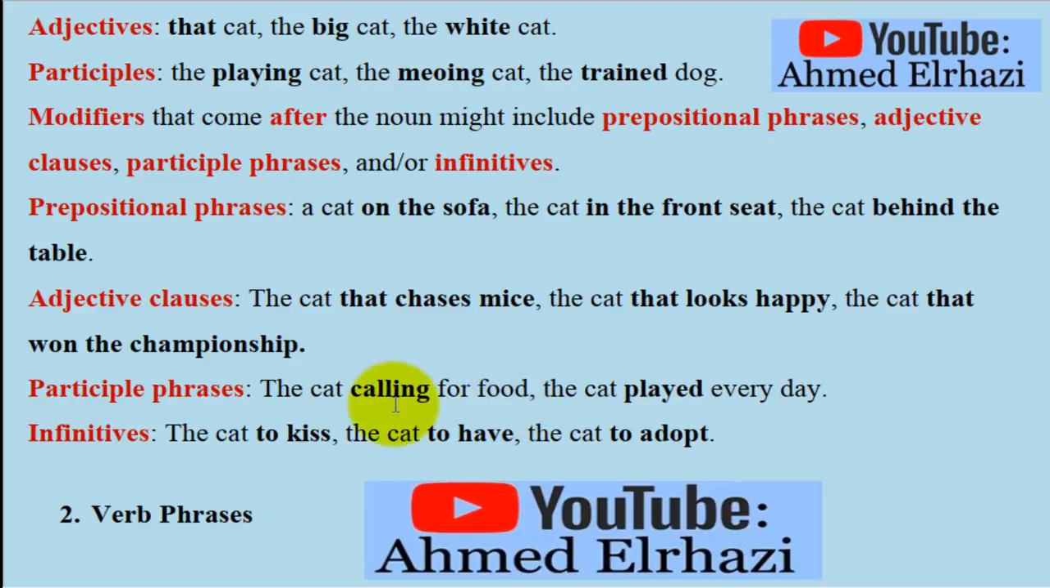A participle can be -ing, a gerund, or it can be -ed. The cat calling for food. The cat played every day. Infinitives: the cat to kiss. I don't know how to say it in Arabic, but the cat to kiss. An infinitive is a verb preceded by to: the cat to have, the cat to adopt.